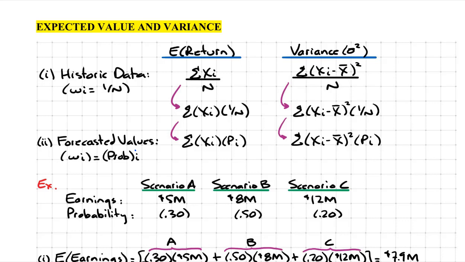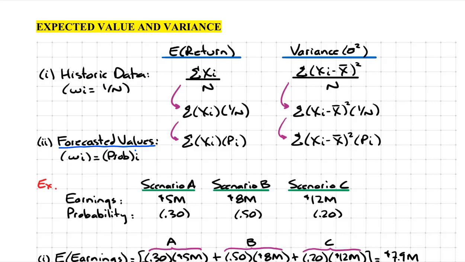Expected value and variance. In the context of investing, expected value is really referring to the expected return of the investment, and variance refers to the risk of that investment. So our task here is to quantify these variables. Now, our approach will largely depend upon whether we're looking at historical data or forecasted values.